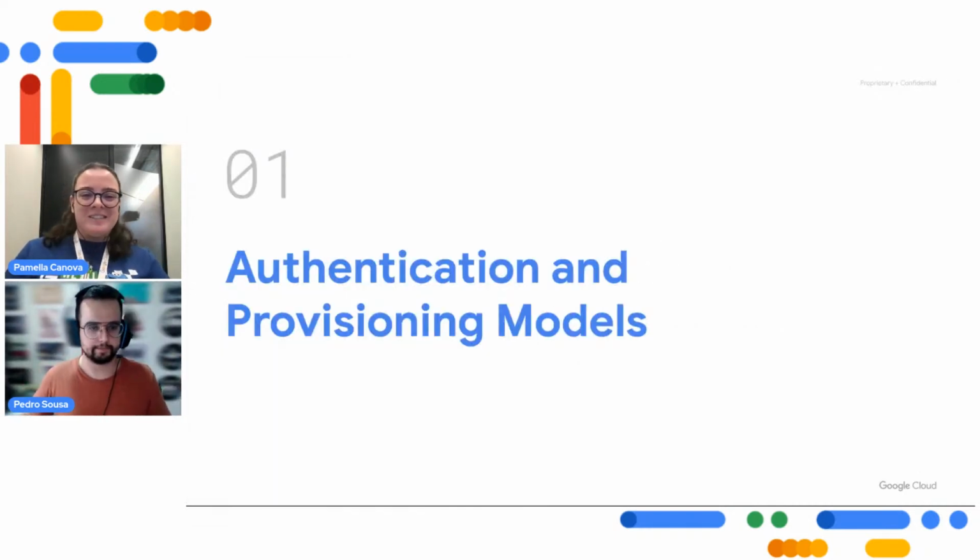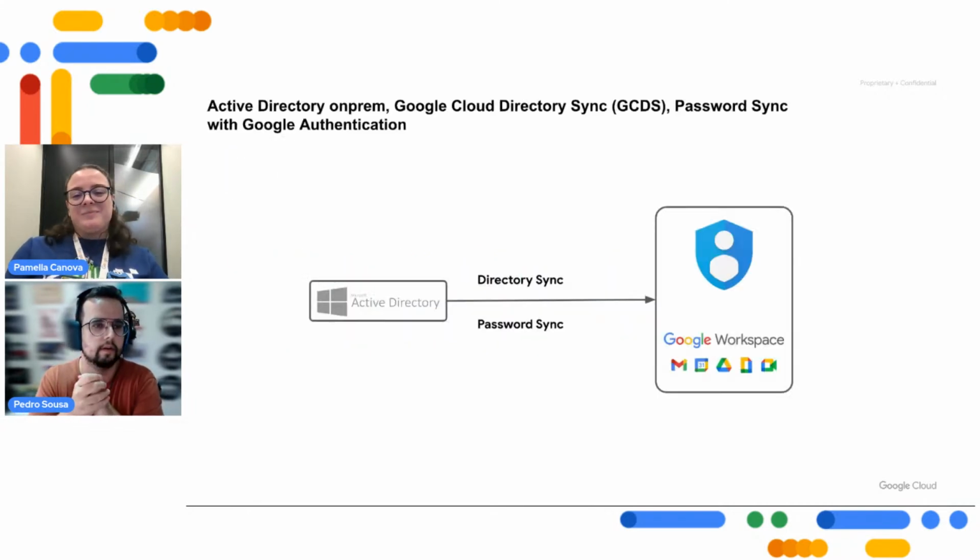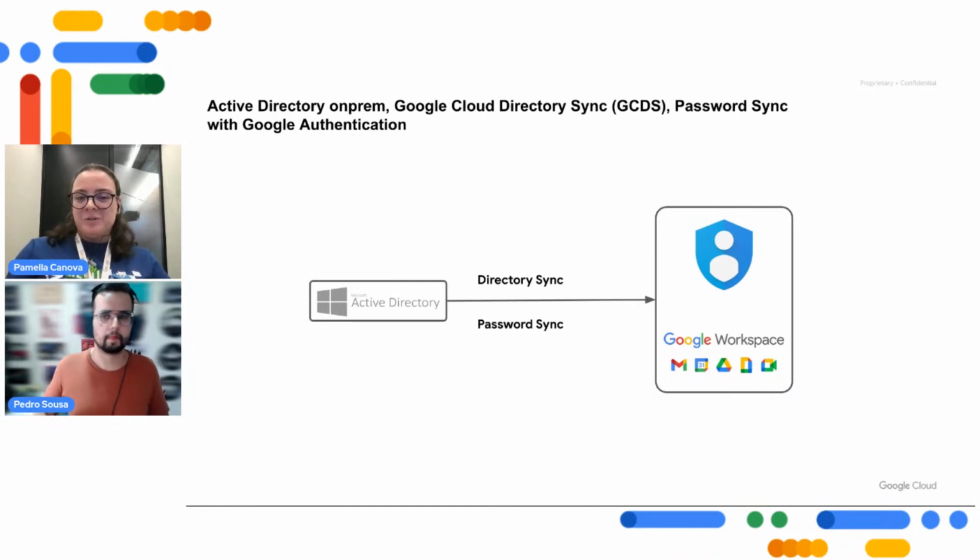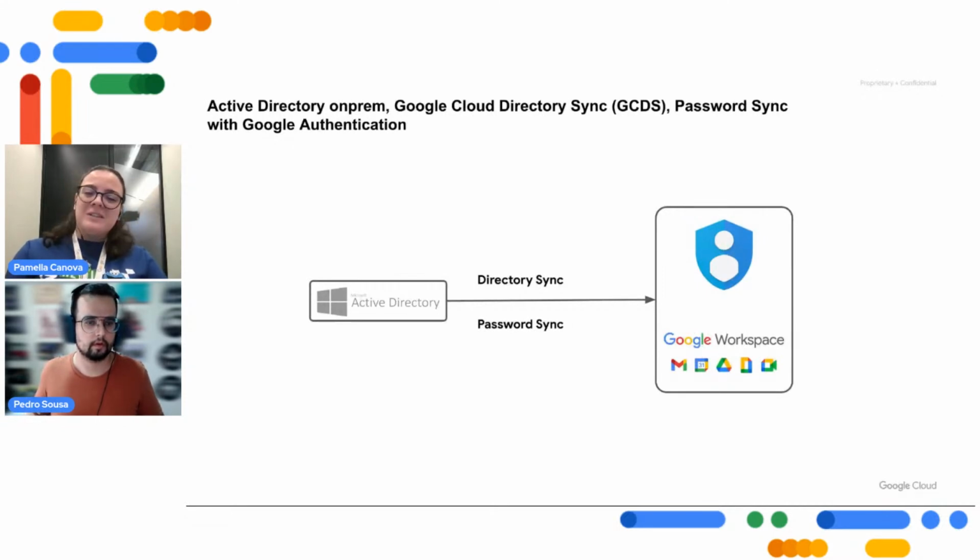So let's talk first about the authentication and provisioning models we have. The first model that's been working for lots of years right now is working with Microsoft Active Directory on-prem and using both directory sync and password sync to sync with Google Workspace or Cloud Identity. So for this, we use two tools. Directory sync is a tool that we have to install one per domain. So even if you have lots of domain controllers, you can have one in your domain to do the sync.